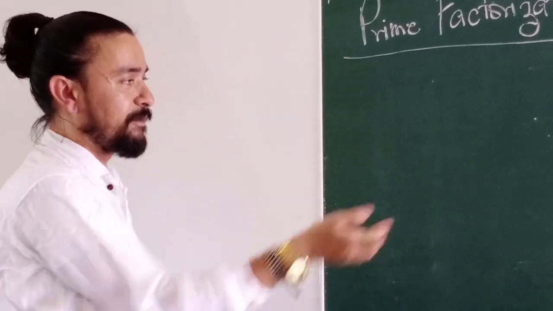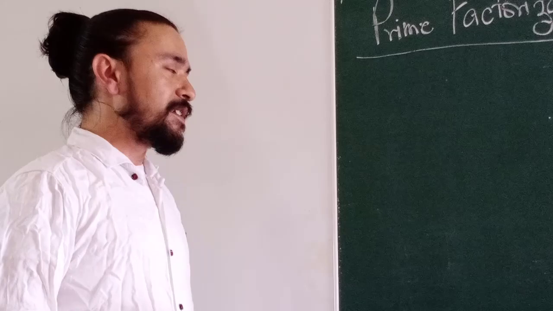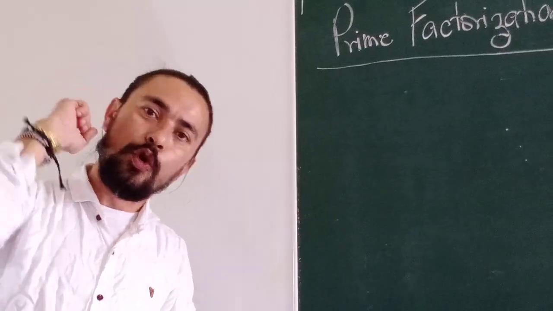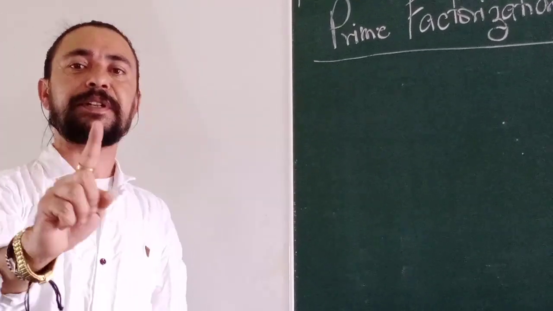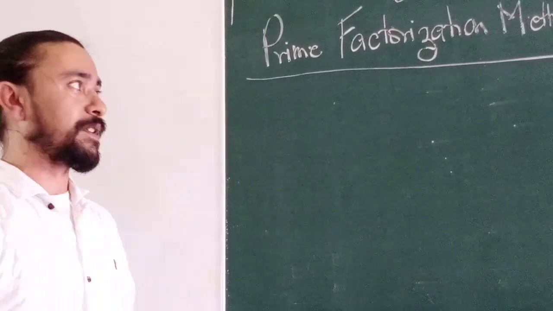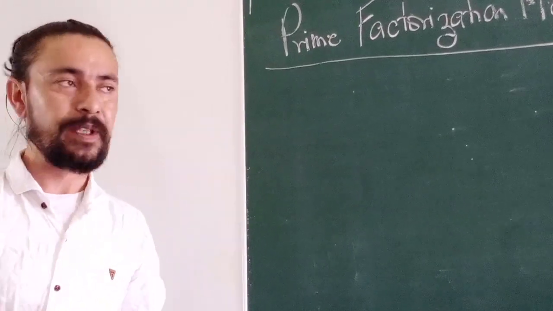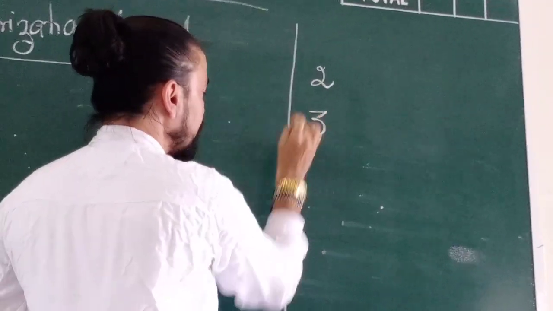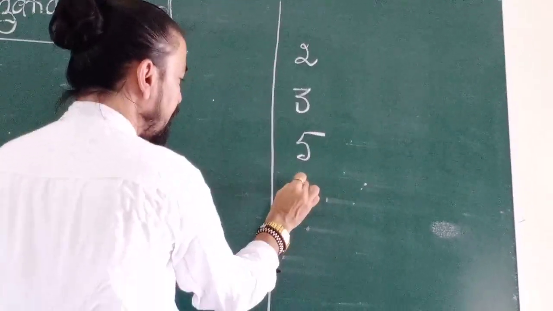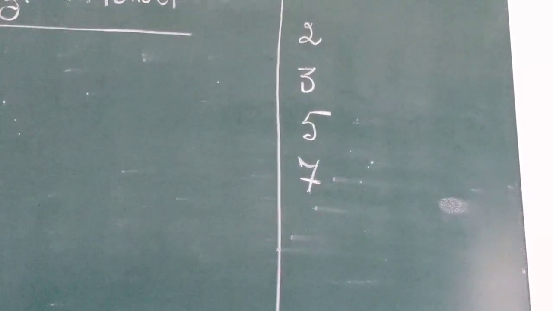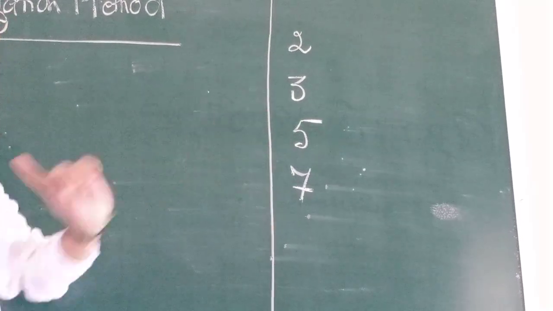Now before we move on to the prime factorization method, let's understand what it means. Prime means I am going to use only prime numbers. Factorization means I have to find the factors that are prime numbers, and the method I am going to show you. Now let's run through what are my prime numbers. 1 is not a prime number, so I have 2, 3, 5, and 7. Till 10 there are only 4 prime numbers, that is 2, 3, 5 and 7.